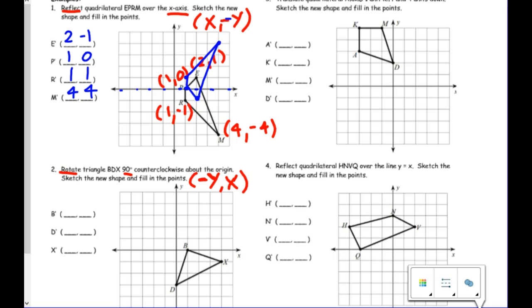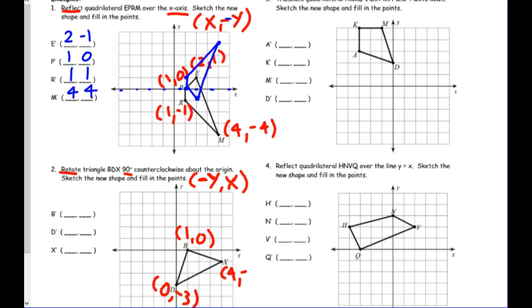So let's do that. First thing I want to do is actually write my points. So b is 1, 0. Okay, d is 0, negative 3. X is 4, negative 1. Alright, and then I'm going to take all those and I'm going to change the y and flip them.